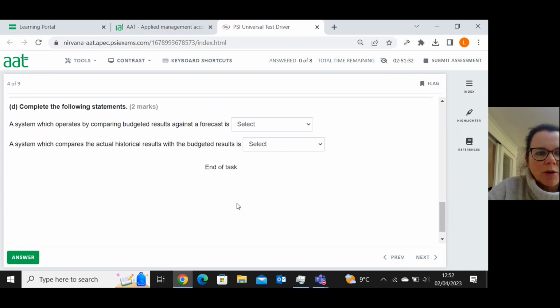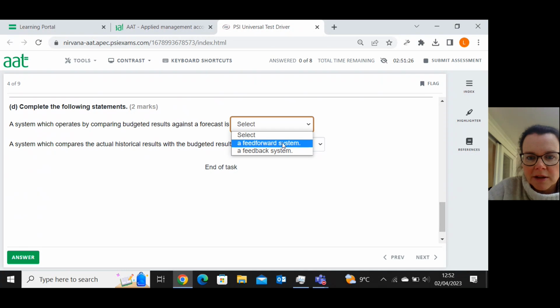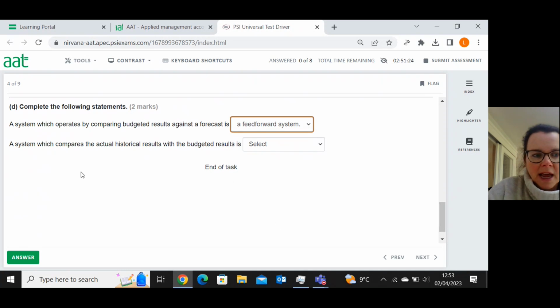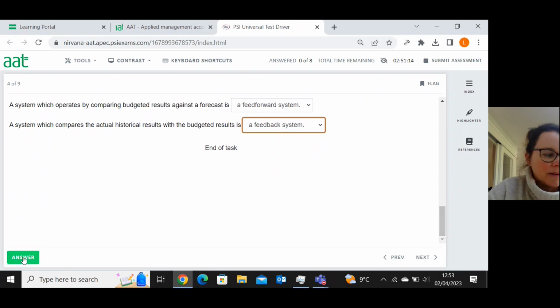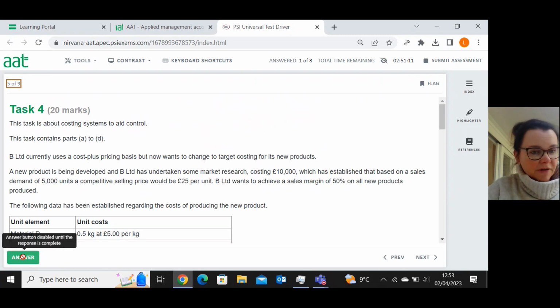And then a system which operates by comparing budgeted results against a forecast, which is in the future. So that would be feed forward. And a system which compares the actual historical results with the budgeted results. That's all in the past. So that would be feedback. So quite a decent task 3 there.